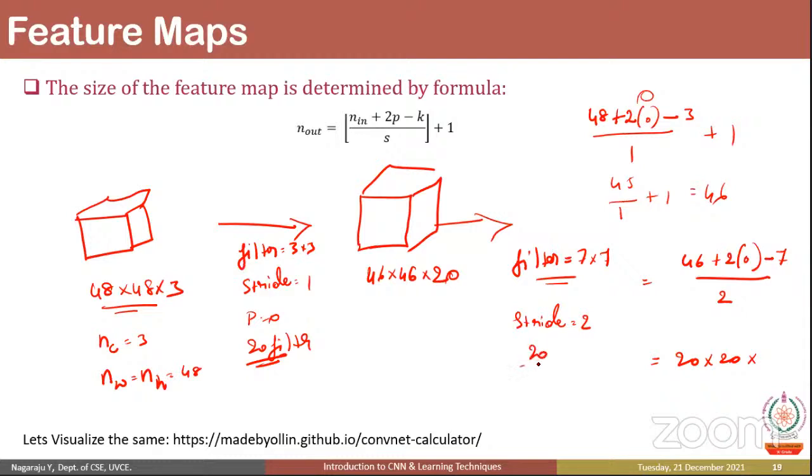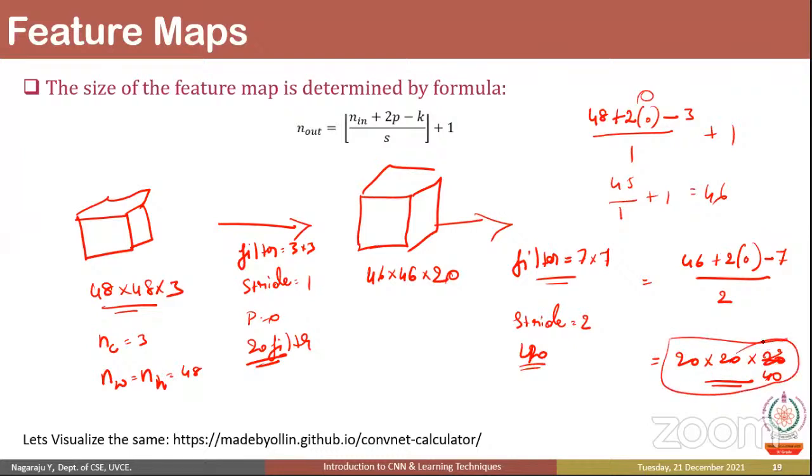If I use 20 filters, the depth is going to be 20. If I use 40 filters here, we are going to get 40. The difference is simple: as many filters as you use, you are going to get that many channels. So this is how it works.